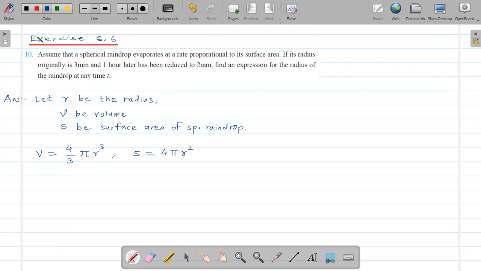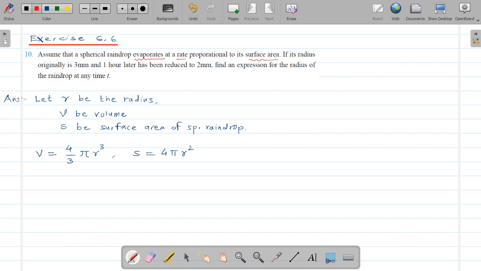Now if you read this carefully, we have to assume that a spherical raindrop evaporates. Evaporates means it is related to volume. Evaporates at a rate proportional to the surface area. So there is a relationship between the volume of the spherical raindrop and its surface area.